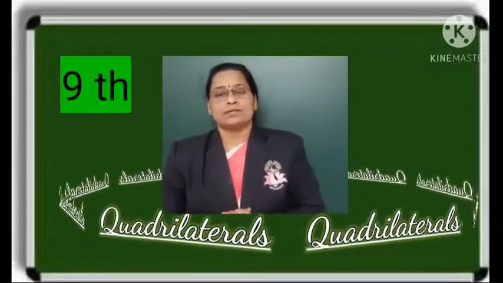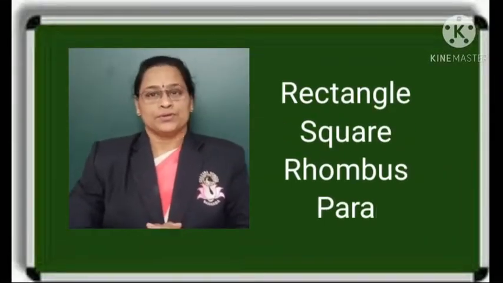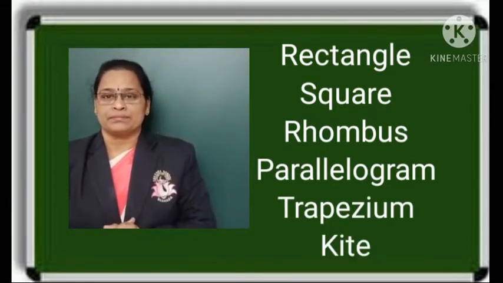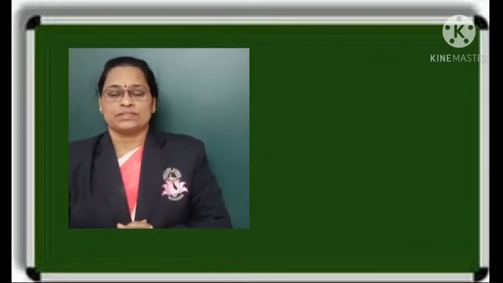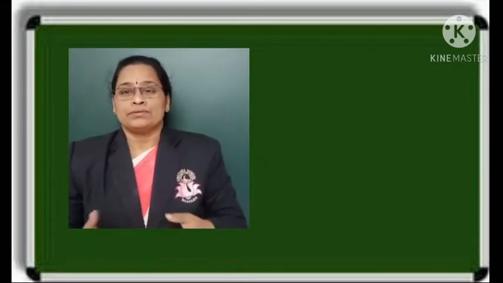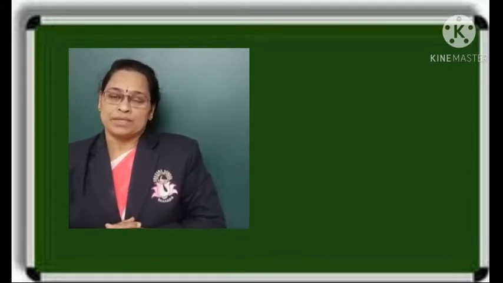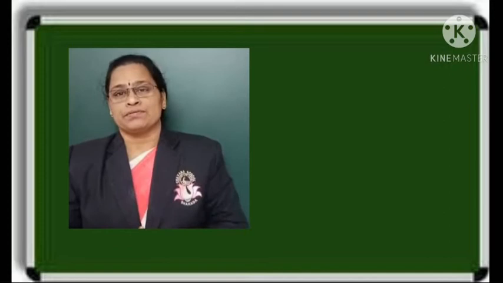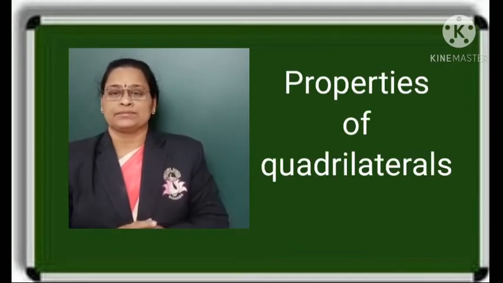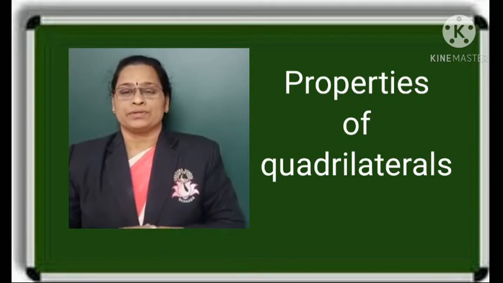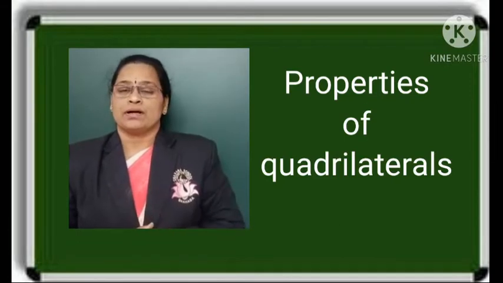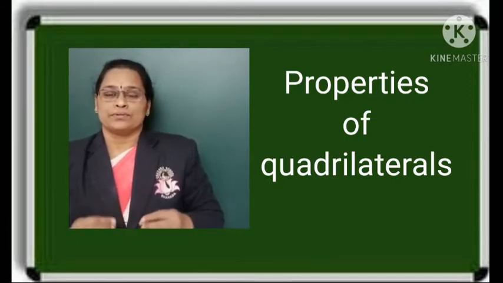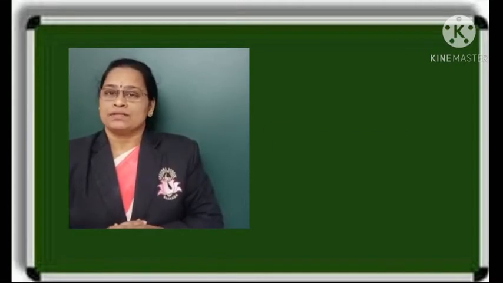You have studied different types of quadrilaterals like rectangle, square, rhombus, parallelogram, trapezium, kite, etc. Now you have learned the properties of all these quadrilaterals also. What new thing we are going to learn in this chapter is that all the properties which you have learned in previous classes, or the properties which you are going to learn in this chapter, we are going to give a logical proof. Means we are going to prove these properties in the form of theorems.